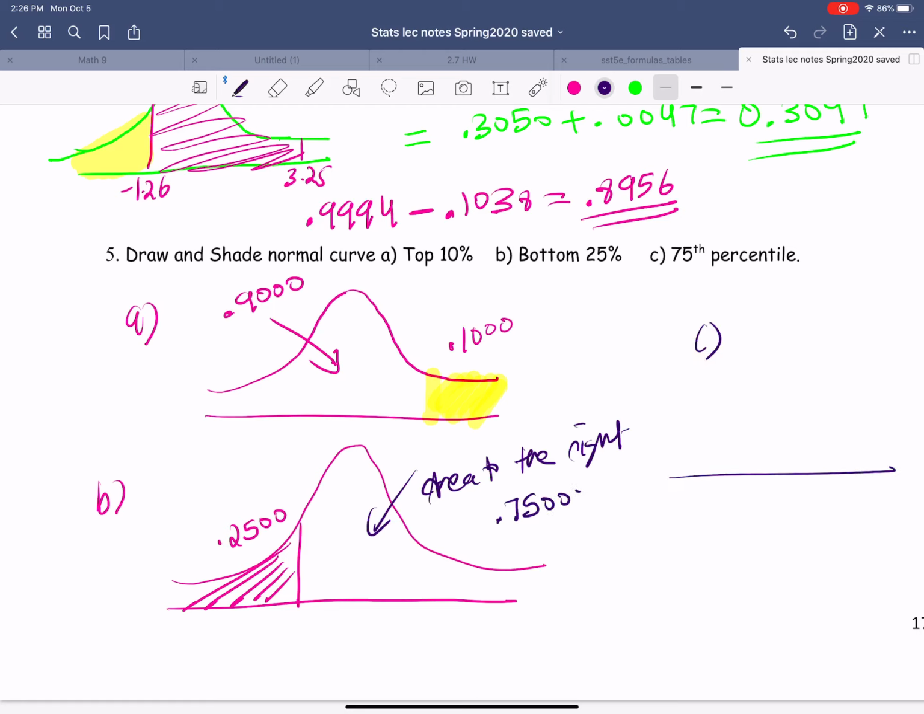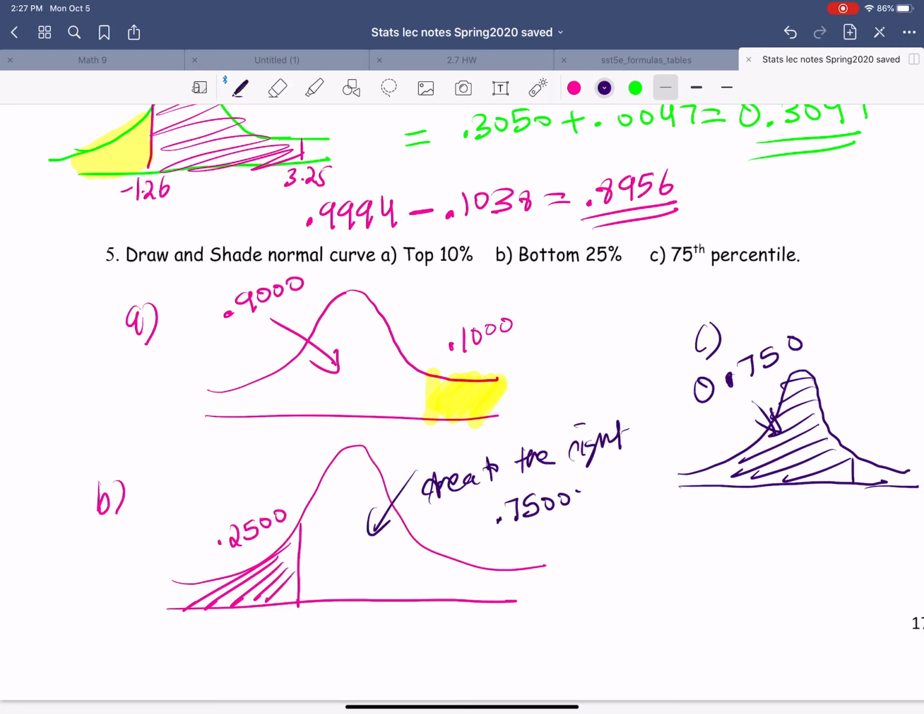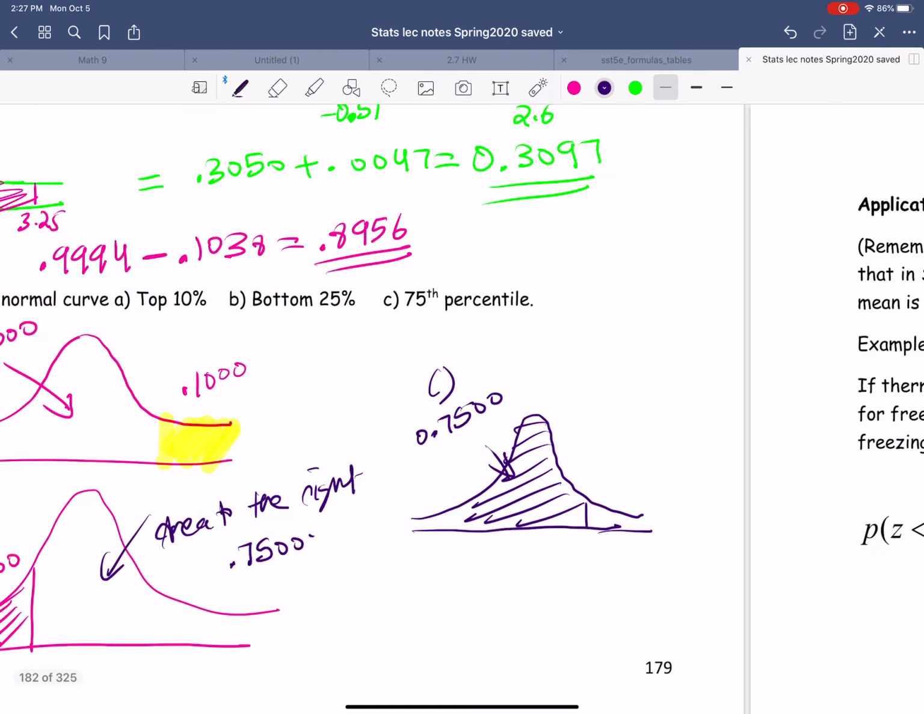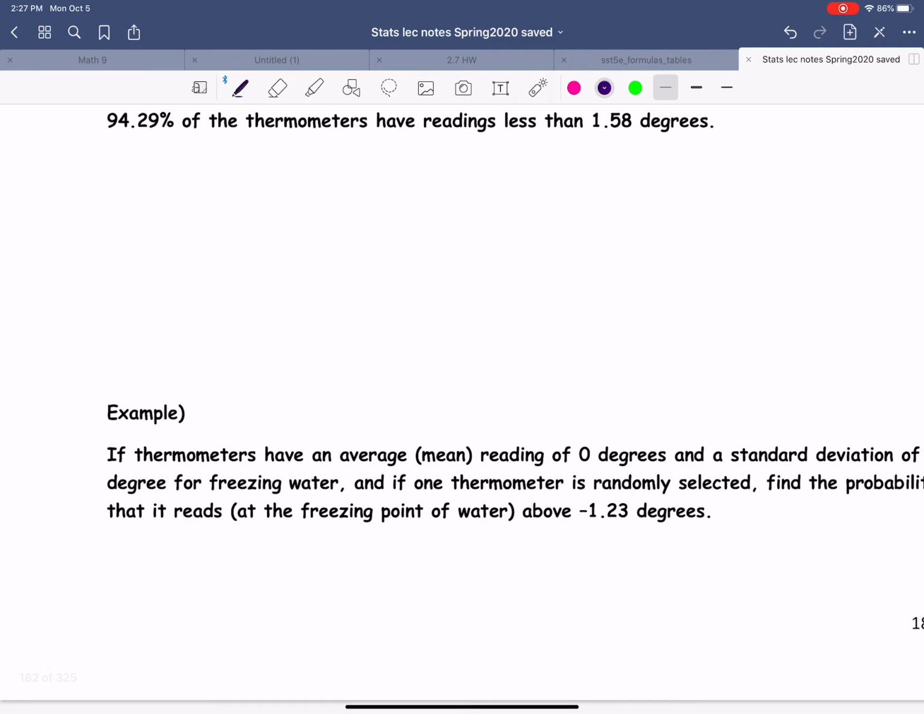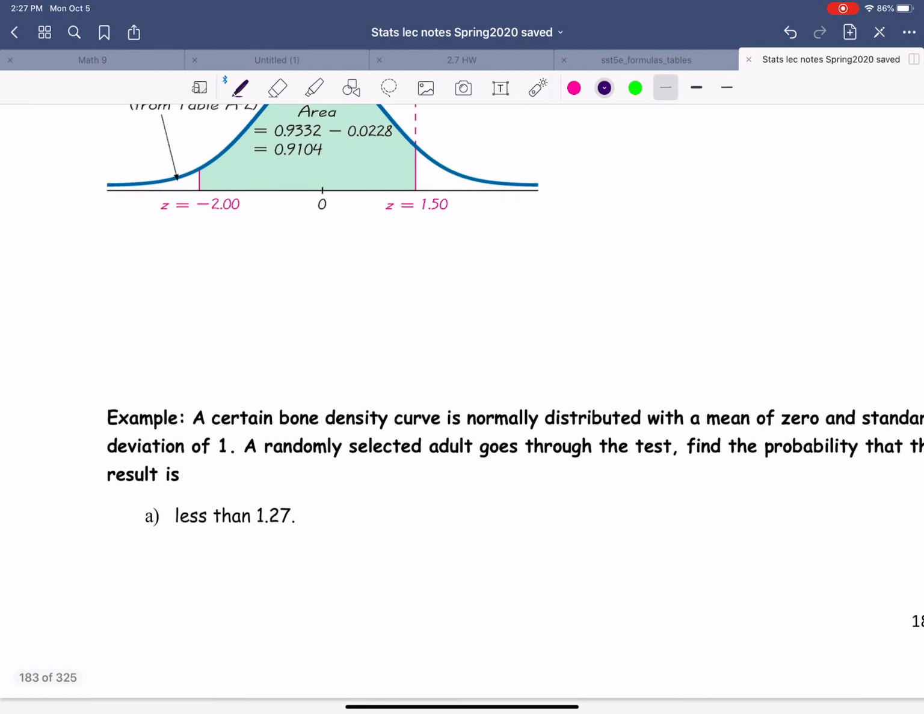Now we have the 75th percentile. 75th percentile means 75% of the data values are below that data value. So 75th percentile means 75% of the area is to the left. And if I change that 75 into decimal, it turns out to be 0.7500. Okay, cool. Next example is already worked out. I'm going to have you take a look at it, read that example, and I'll move on to the ones that are not done.